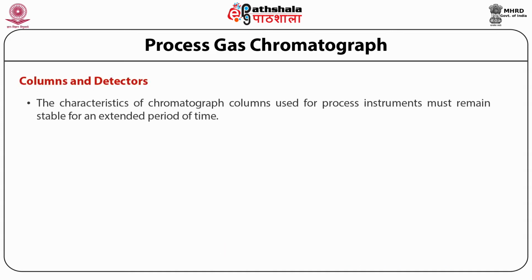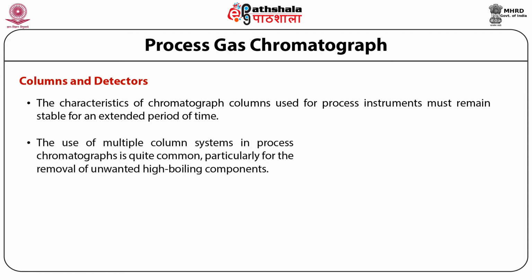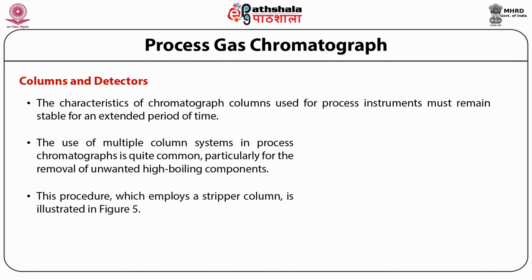Columns and detector. The characteristics of chromatograph columns used for process instruments must remain stable for an extended period of time. Consequently, some column operating conditions that are acceptable in the laboratory are unsuitable for process chromatographs. The use of multiple column systems in process chromatographs is quite common, particularly for the removal of unwanted high boiling components. This procedure, which employs a stripper column, is illustrated in figure 5.